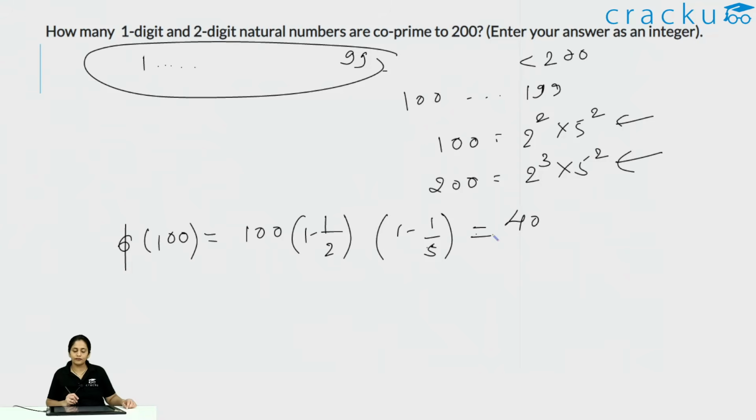That is, Euler's totient function value of 100 is 40, which means that there are 40 single digit and 2-digit numbers which are co-prime to 100. So the right answer is 40.